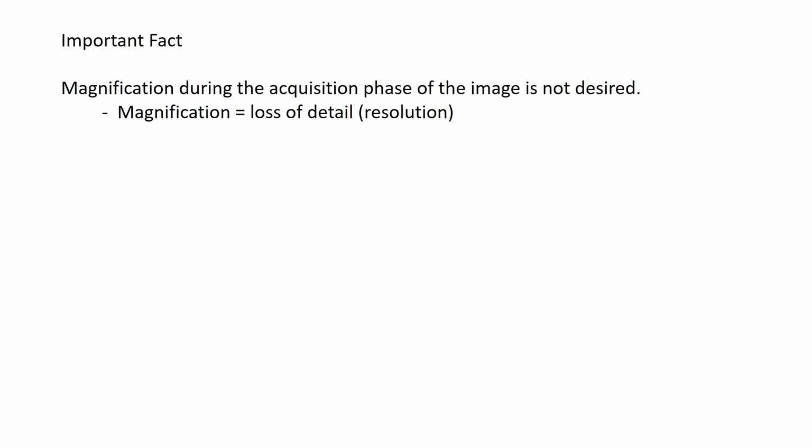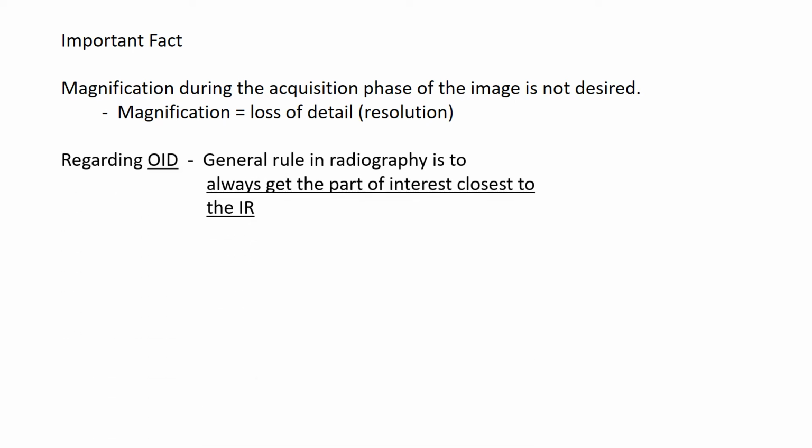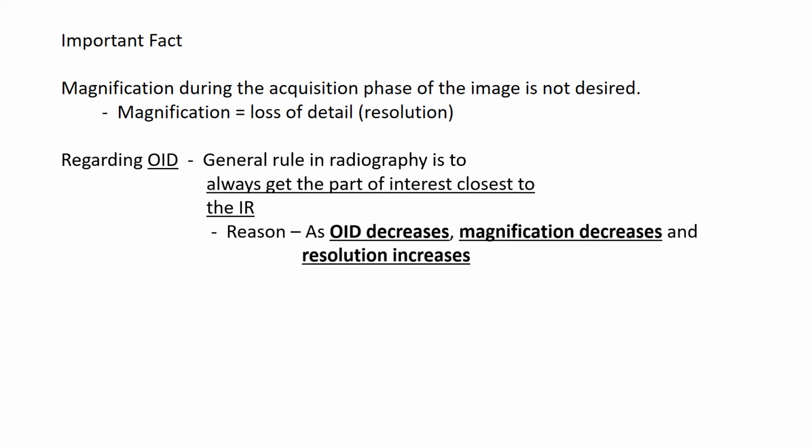Important fact, magnification during the acquisition phase of the image is not desired. Remember, as I just said, magnification is a loss of detail. You lose resolution when you magnify. Regarding OID, the general rule in radiography is to always get the part of interest closest to the IR. Why do we do this? As OID decreases, magnification decreases, and resolution or detail increases.